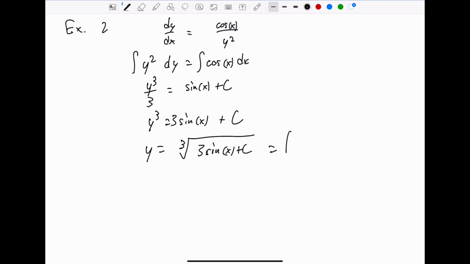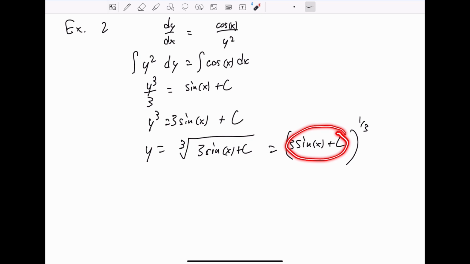Or we could also write this as 3 sine of x plus c, to the 1/3 power. Notice here that the plus c stays inside the parentheses. I'm not just tacking on a plus c outside here. The plus c has to stay inside the parentheses. When I take the cubed root, I have to take the cubed root of both sides. So I take the cubed root here of the entire expression 3 sine of x plus c. So here's the general solution for this differential equation.